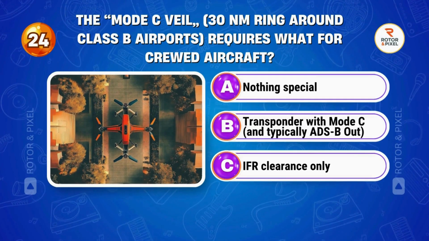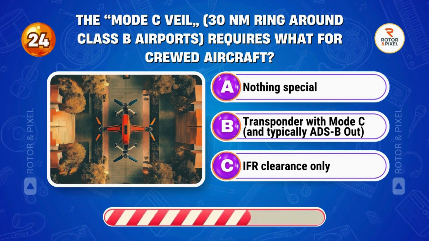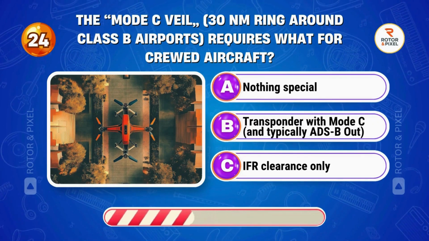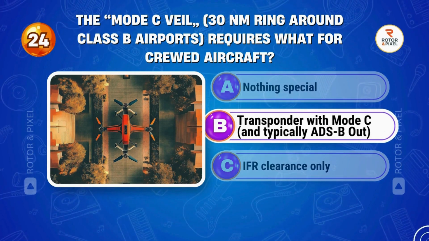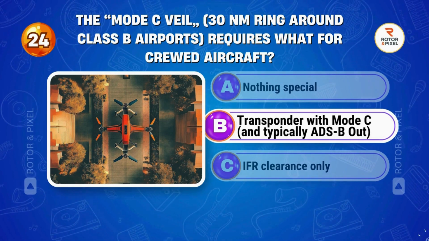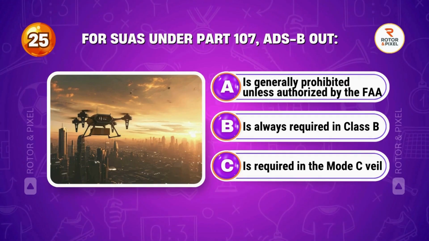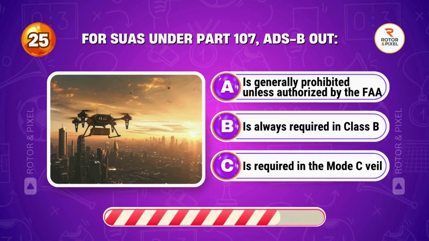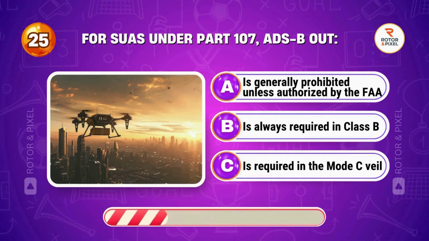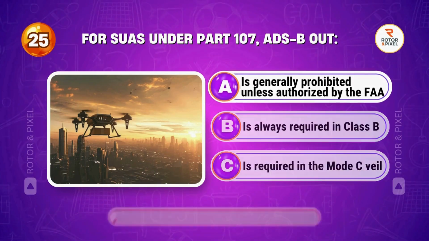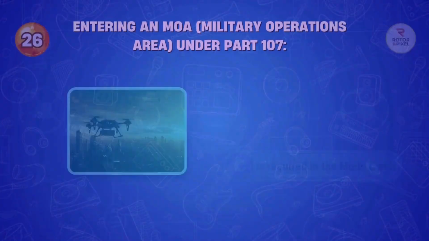The Mode C Veil, 30 nautical mile ring around Class B airports, requires what for crewed aircraft? Answer B, transponder with Mode C and typically ADS-B out. For sUAS under Part 107, ADS-B out is generally prohibited unless authorized by the FAA.